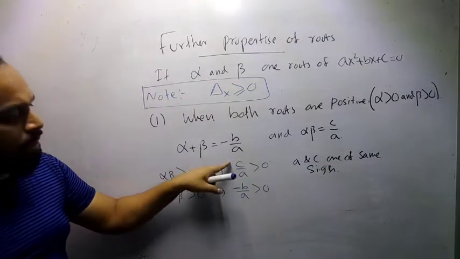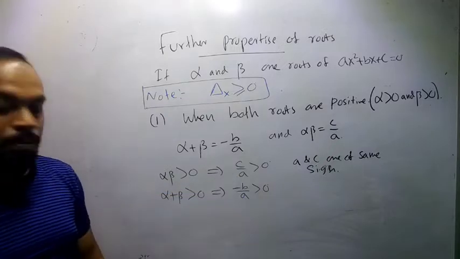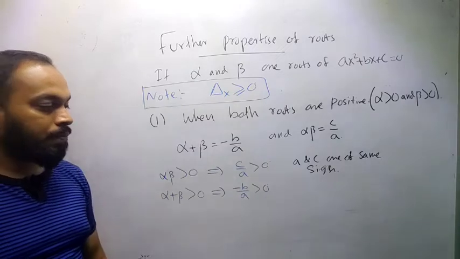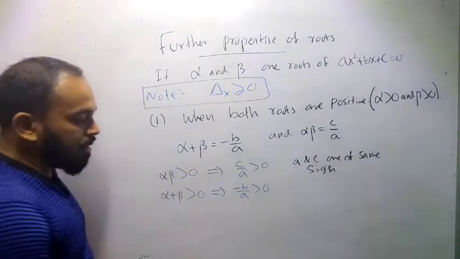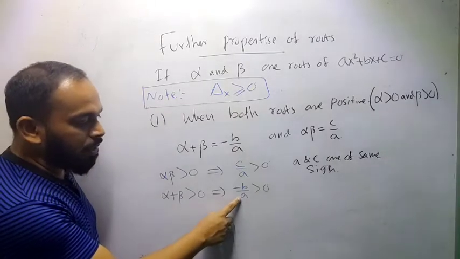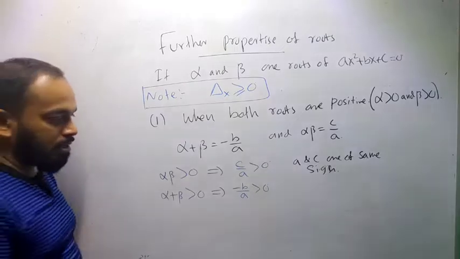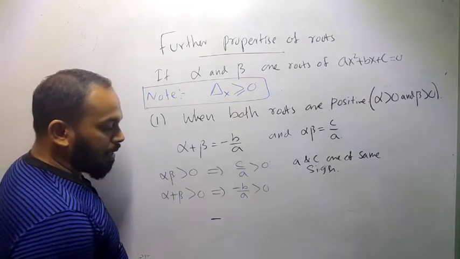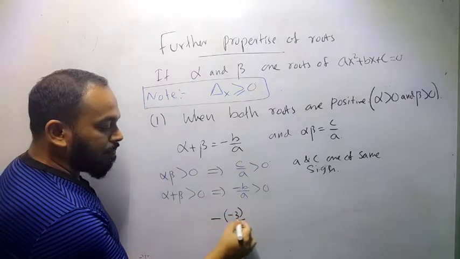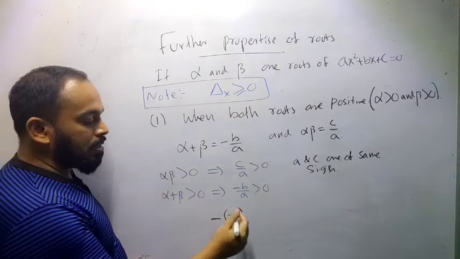If A is negative, then C has to be negative. If A is positive, then C has to be positive. So what about negative B over A? When is this positive? This is positive when B is of the opposite sign of A. For example, suppose B is negative 3, then you have to select A to be of the opposite sign.